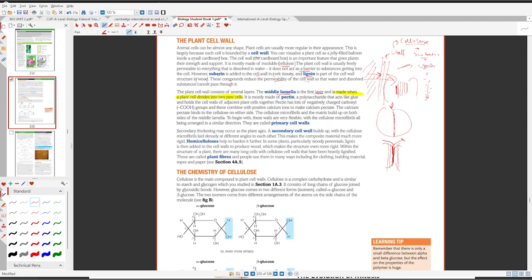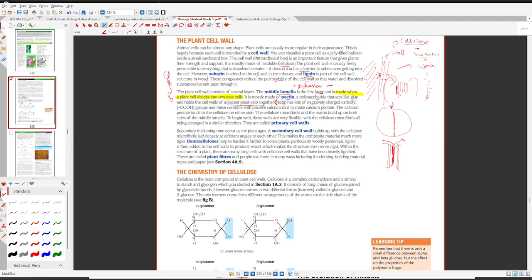So, the middle lamella itself is made out of pectin, which is a polysaccharide that acts as glue. Now, as we remember, the middle lamella is going to be used for adhesion, right? Adhesion, and sticking those two cells together and such. So that's what the pectin is really used for, because it's the polysaccharide that acts as glue and it holds the cell walls of adjacent plant cells together.